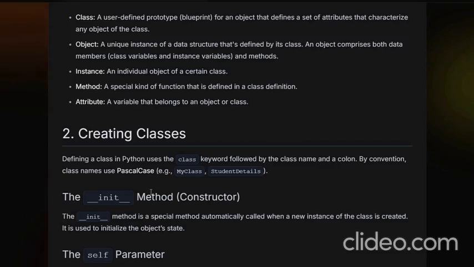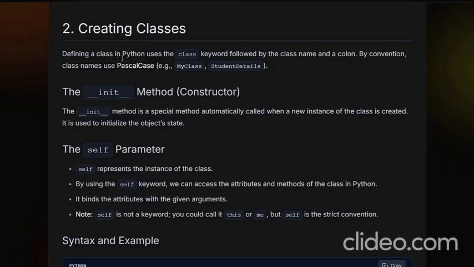Then we can write the program. After that, the parameter is given. It is used to initialize the object state. The constructor is also used to initialize the object state.